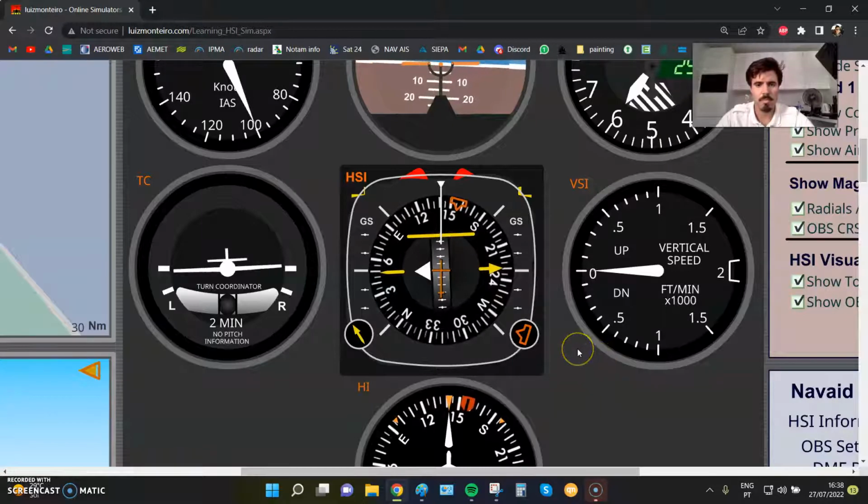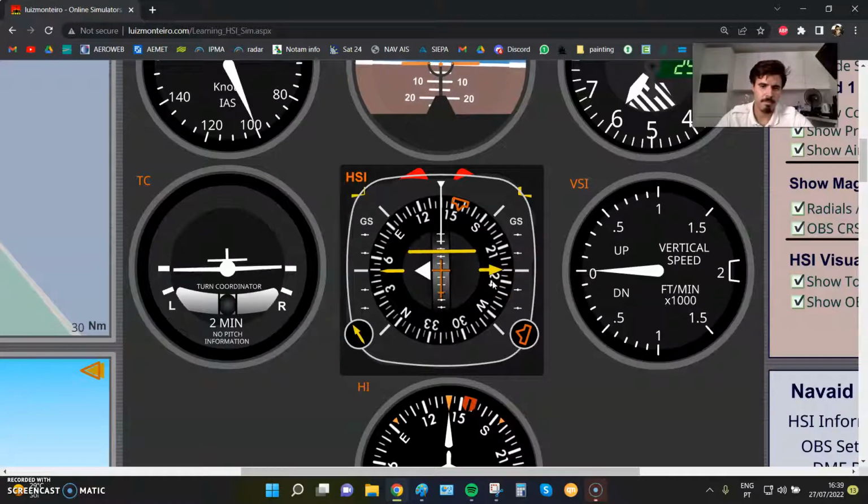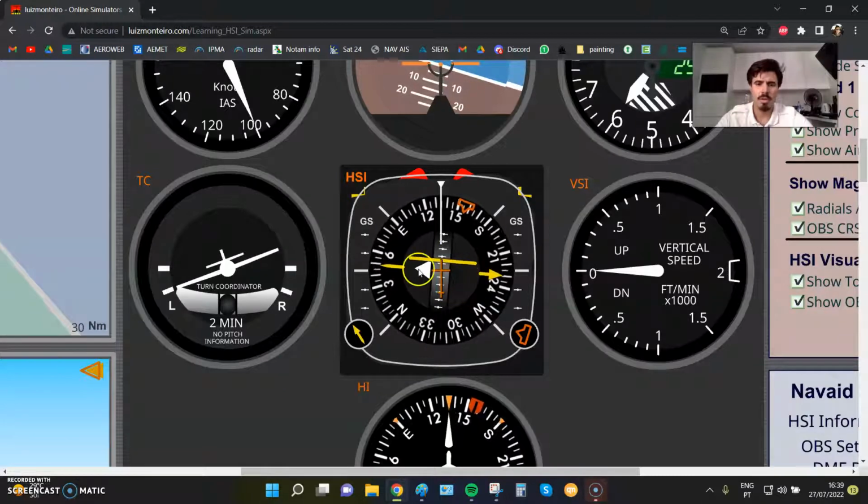Okay, 9 degrees away, 8 degrees away, 7 degrees away, 6 degrees away, 5 degrees away, 4 degrees away, and 3 degrees. I'm going to turn left to follow this radial.